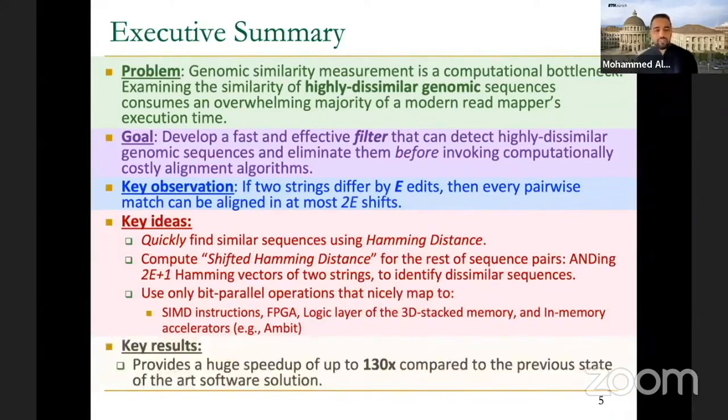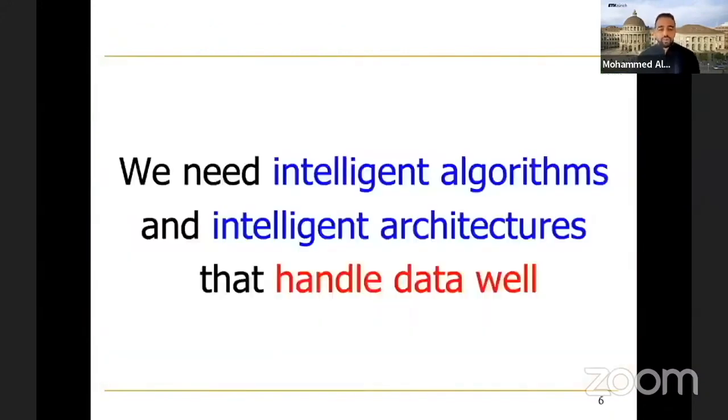The key results are really very good, providing a huge speedup of up to 130x compared to the previous state-of-the-art software solution. Of course, if you compare it to the state-of-the-art software solution, you will find this speedup ratio is a bit lower than this, because the software at that time was very slow. We are talking about 2016, 2017 here.